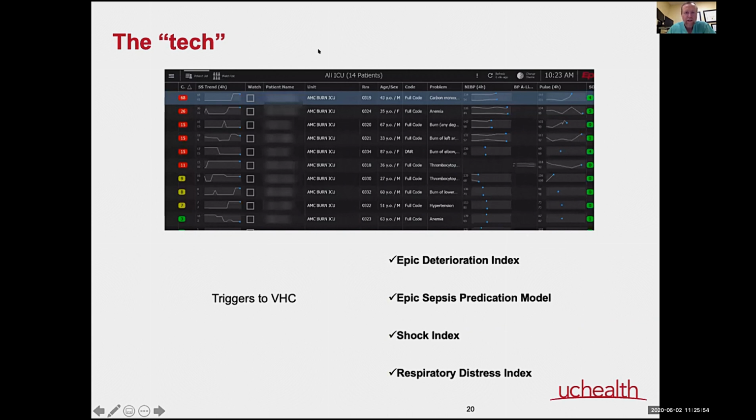So here's an example of that queue. This is part of our technology here. This is in practice environment data. Our unit here, we're watching patients in the burn ICU, and you can see we have red scores here. We have 4 predictive algorithms that we're using to look for clinical deterioration across all of our units in all of our hospitals. Obviously, the one that is most germane to what we're talking about is the EPIC sepsis prediction model.